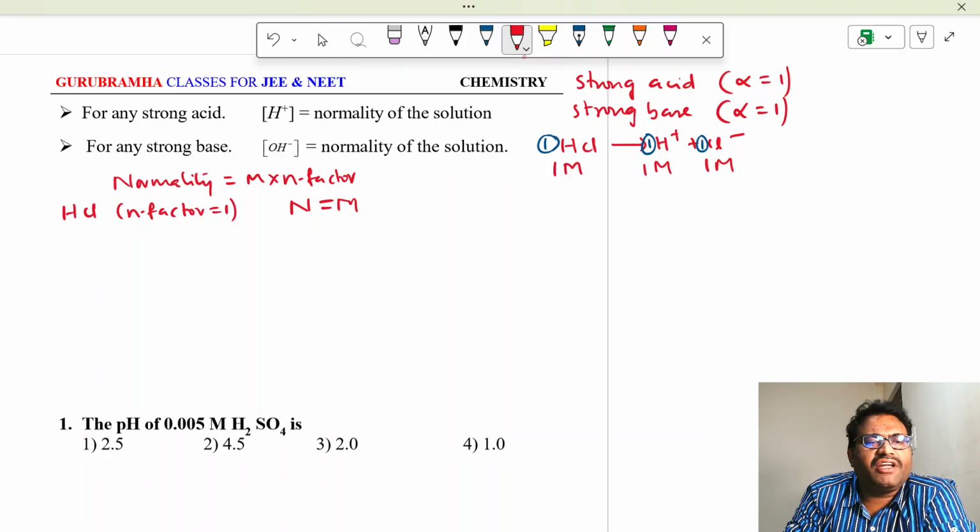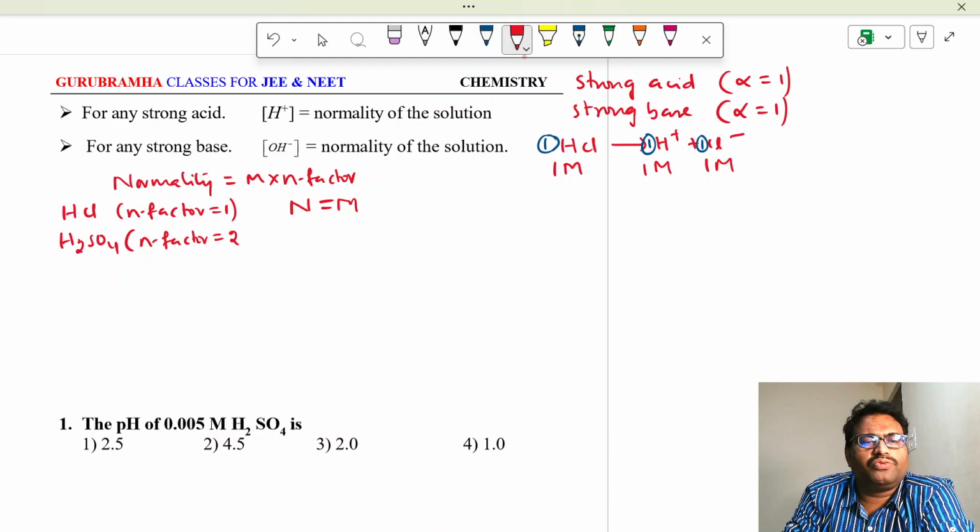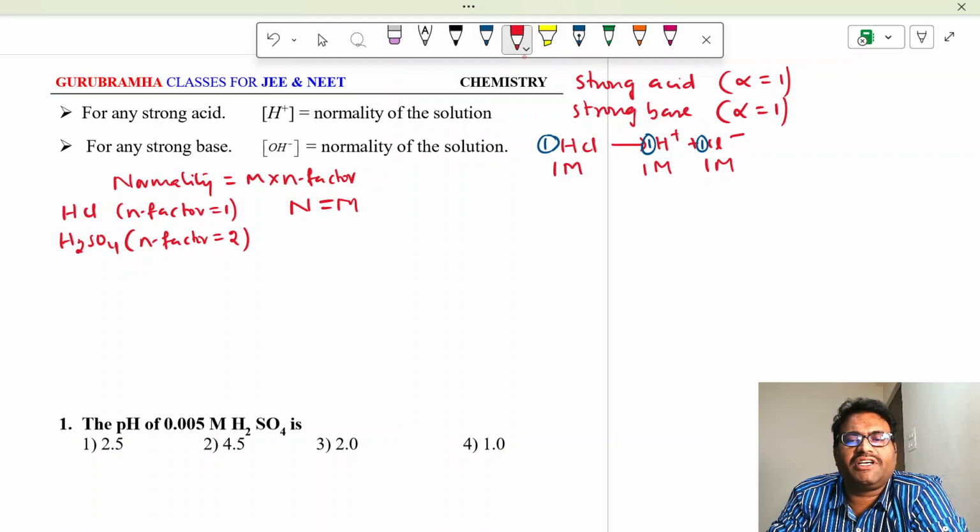In the same way, for H2SO4, N factor is equal to 2 because, for example, let us take H2SO4. H2SO4 on dissociation gives 2H plus plus SO4 minus 2.